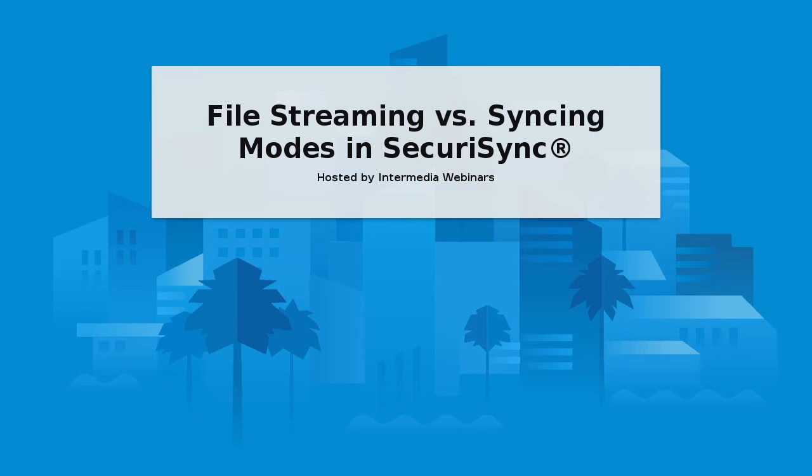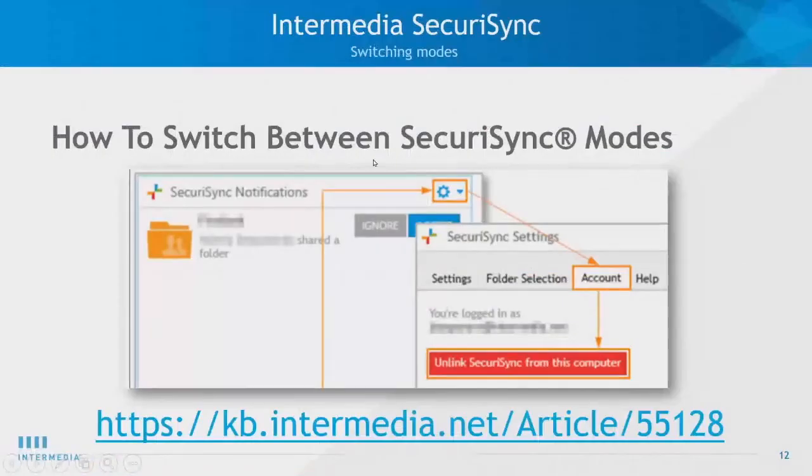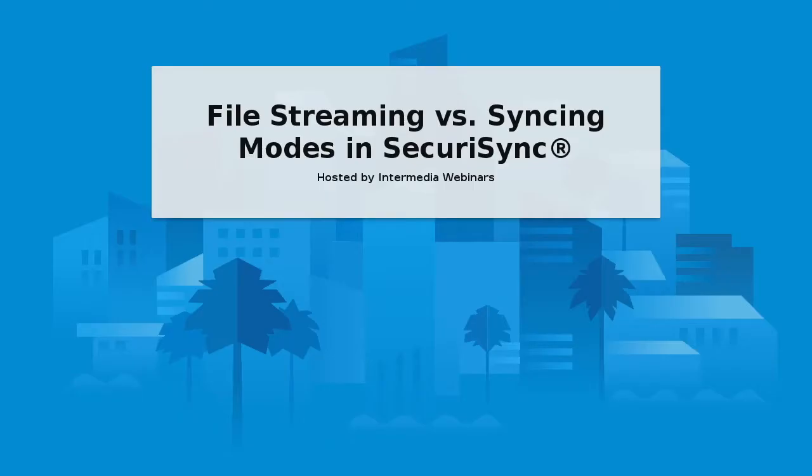If you're already set up in file syncing mode, can you easily switch to file streaming mode? I think this question came in before you covered it. Yes, let me show that. There is this article, how to switch between SecuriSync modes, and this article, 55128, specifically goes into that. There is some work, of course: you need to uninstall and reinstall. That's why I'm recommending it would be best if you know what mode is set up first. But with this audience, you may want to try switching between modes with some files and see how that works. We've made that available, and I did put the link to that in the chat as well.